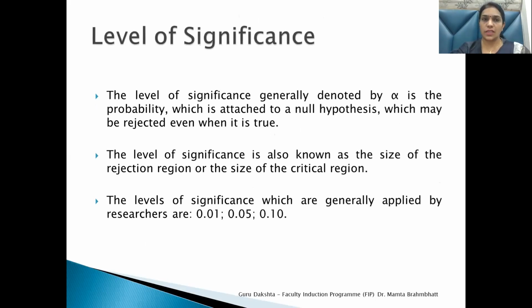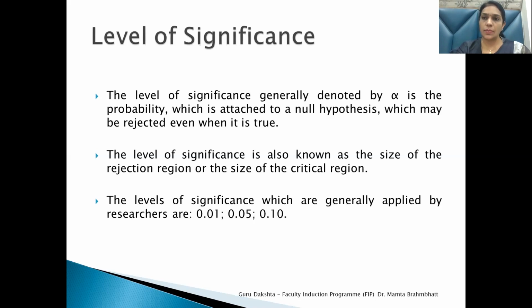What is level of significance? If I have to explain to a layman, level of significance is nothing but your confidence level. How much you are confident about your research, that signifies the level of significance. So when I'm saying 5% level of significance, it means 95% I'm very sure about everything I'm doing in my research, and 5% there are chances of error. This level of significance is generally denoted as alpha.